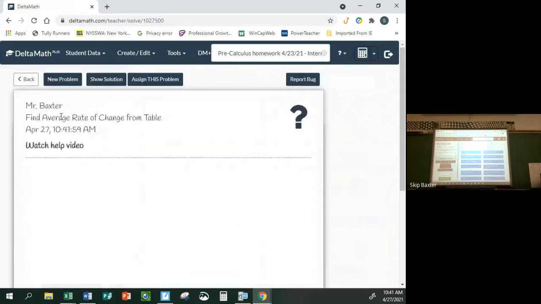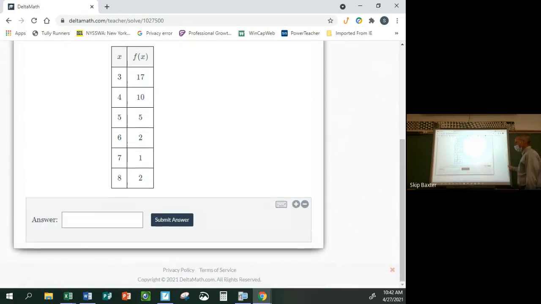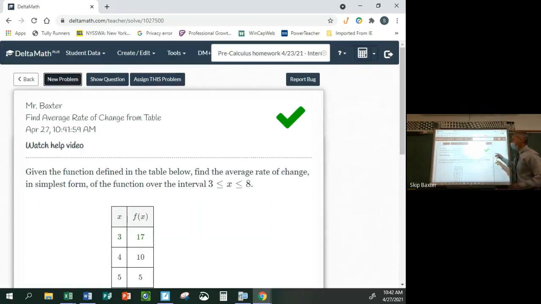The first one is just the table, like I said. So they're going to give you a table, and here they're asking you to find the average rate of change from 3 to 8. So this would just be 2 minus 17 over 8 minus 3. That's it. -15 over 5. So this answer would be -3. So you just type in -3, and that's all there is to it. Okay? Any questions on those?